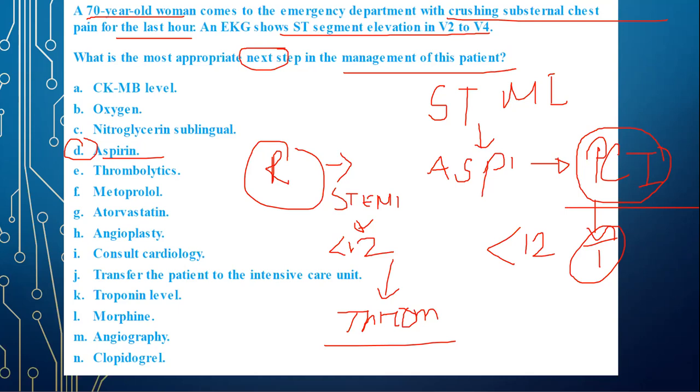So that's the reason. Below 12 hours, ST elevated MI, you can think about PCI or thrombolytics. If rural, thrombolytics. If tertiary, PCI. Is this clear for everyone, guys?